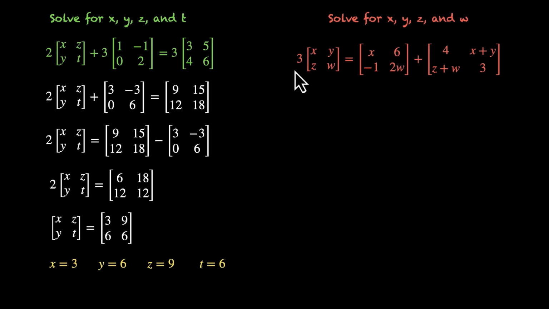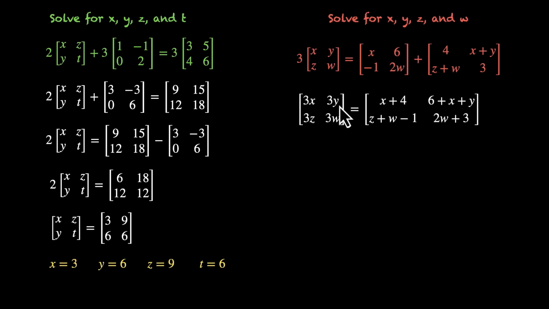Okay, so 3 times this becomes 3x, 3y, 3z, 3w. And if we add corresponding elements, we'll get x plus 4, 6 plus x plus y, minus 1 plus z plus w, 2w plus 3. Now let's compare the corresponding elements. These two are equal matrices. 3x is equal to x plus 4. That's our first equation. Let's solve this for x. 3x equals x plus 4. This means 2x is equal to 4. This means x is equal to 2.